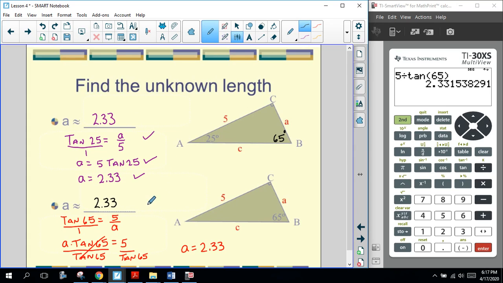The other reason I did this is I wanted to show you, all right, in this case, the unknown value you were finding was in the numerator of my ratio. Here, the unknown value is in the denominator.